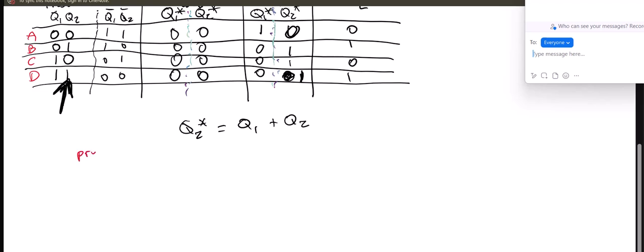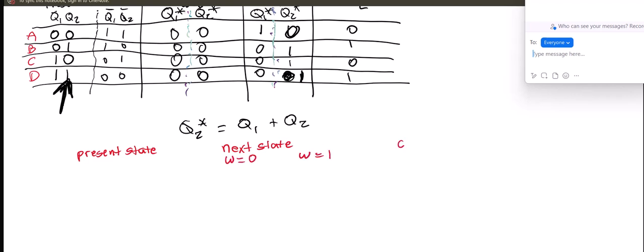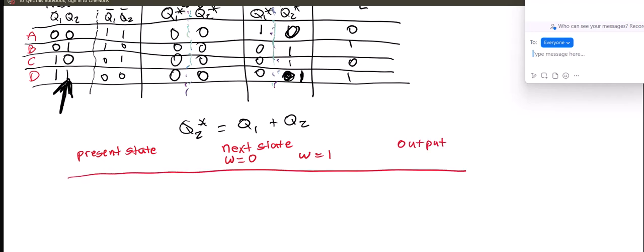So I have present state, and then I have next state, and I have next state for W equals 0 and W equals 1, and I have output, and I have my 4 states, A, B, C, D. And then for my states inside the table, I just look and see how it's defined. So here I have 0 0. So 0 0, that corresponds to state A.